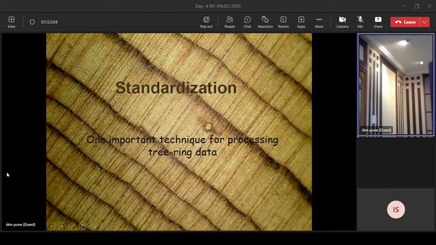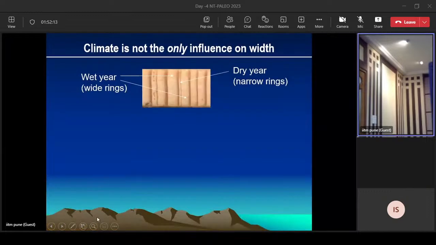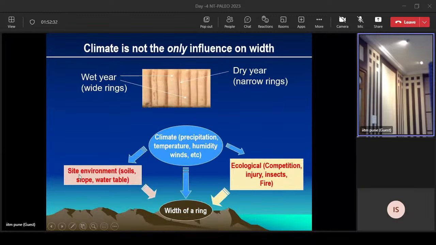Now standardization. This is another important aspect of ring analysis. Ring width is not only influenced by climate, such as wet year or dry year. Climate is not the only parameter which influences the ring. There are other parameters like soil, slope, water table, and ecological parameters like competition among the trees, injury, insects, fire. Under the impact of all these parameters, the ring width is formed.